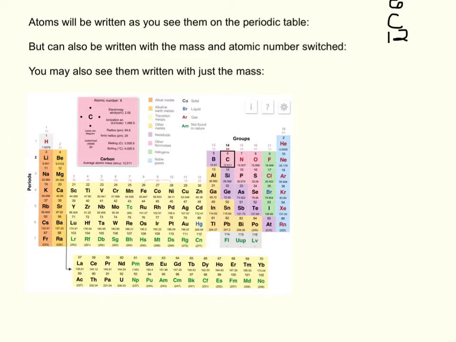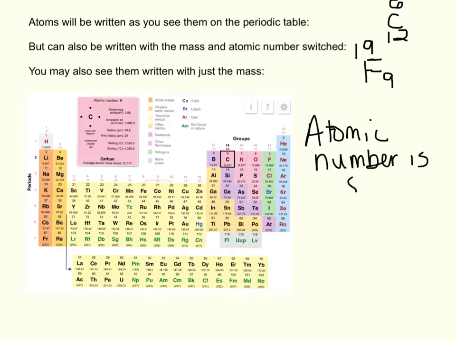I'm not telling you to do that. I will give you a number. So you'll see a 6 and a 12. You may also see them switched around. You may see for fluorine, let's take a look at fluorine. If you notice fluorine's number is 9, you may see the 9 down there, and you may see the mass, which is around 19, up top. It can be on top or bottom. It doesn't matter. What you need to know is that the atomic number is the smaller of the two, and mass is the bigger of the two.